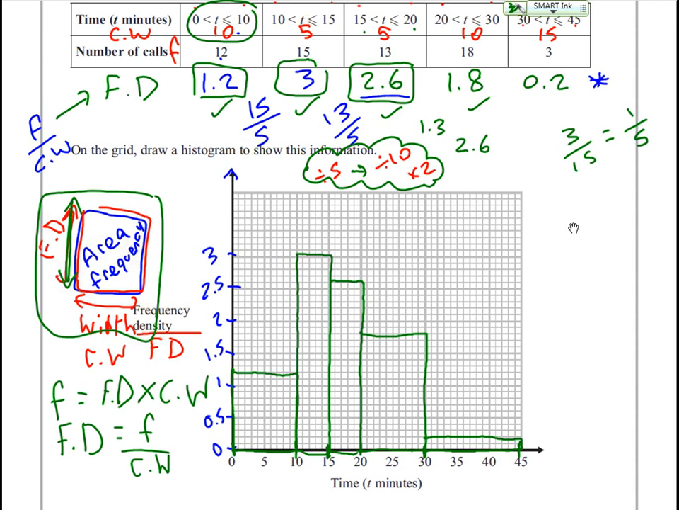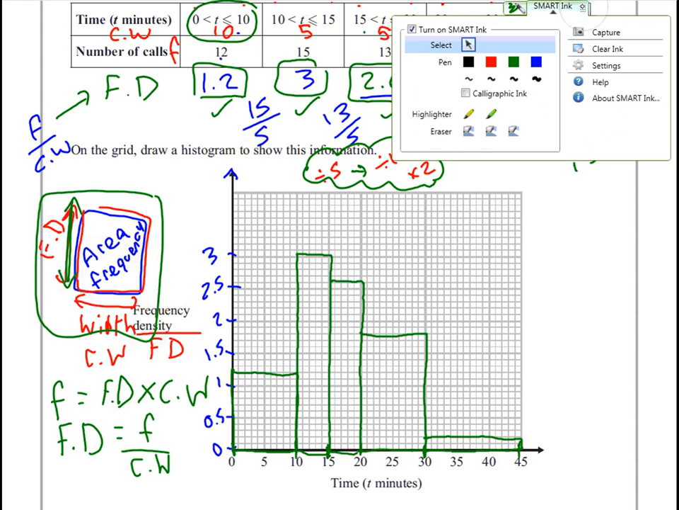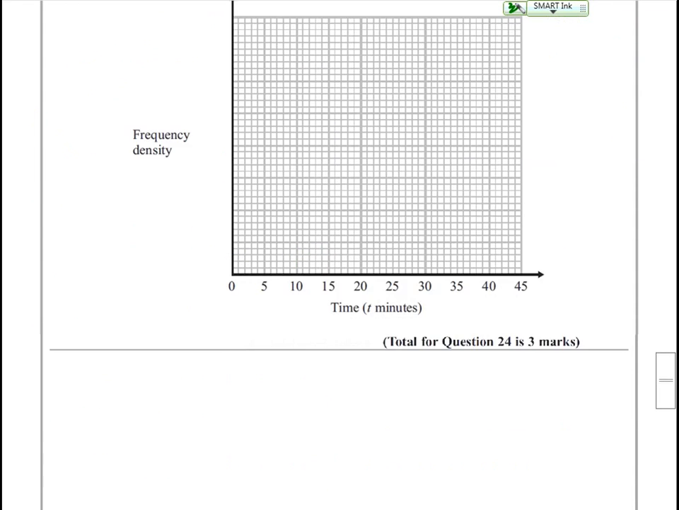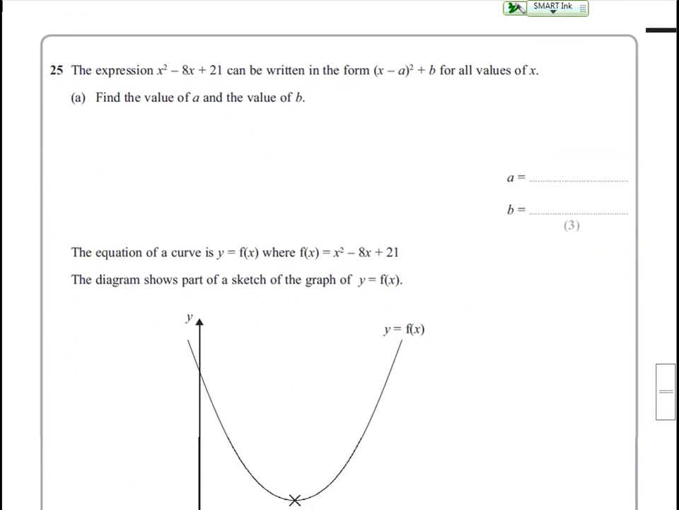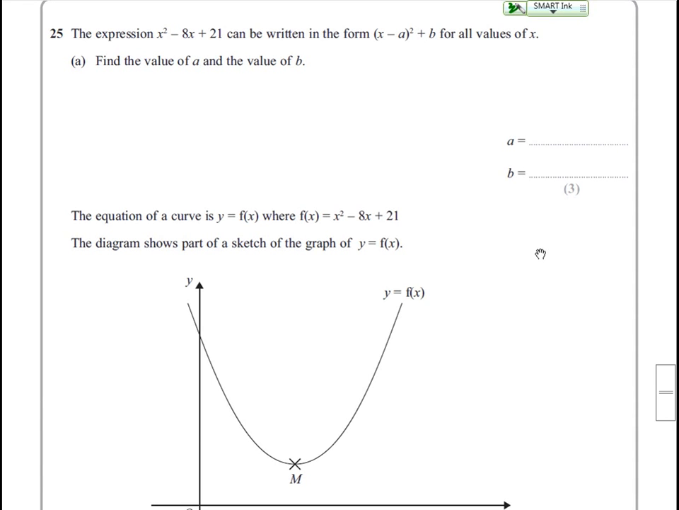Okay, so clear the ink. Next slide. Question 25. Bit of algebra here.